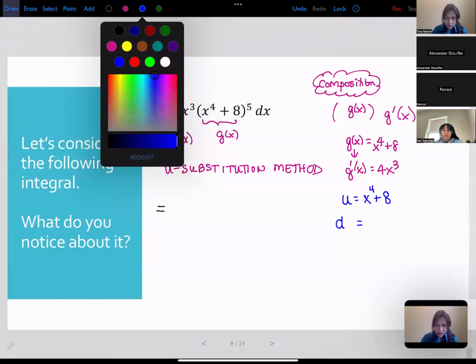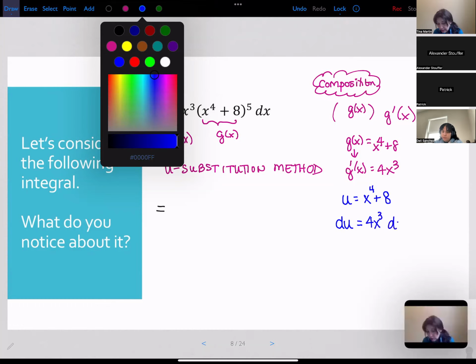Okay, so now on the left side, the derivative of u is technically 1 du, and the derivative of x to the fourth plus 8, Deli, what is the derivative of x to the fourth plus 8? 4x cubed. Beautiful.